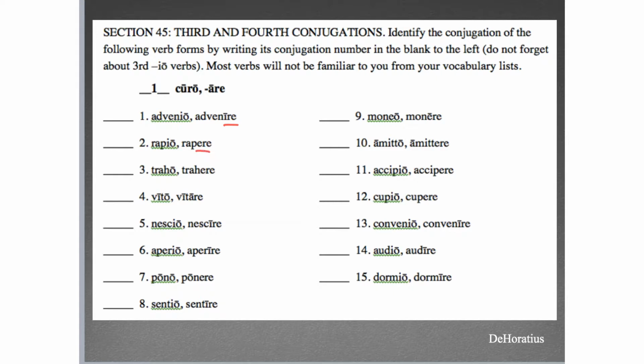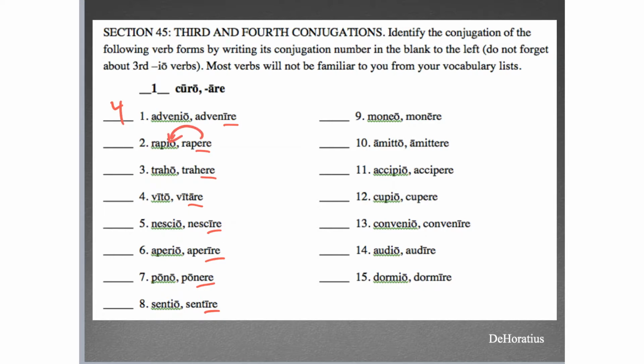So IRE, ERE, ERE, ARE, IRE, IRE, ERE, IRE, etc. All right, and the second principal part will tell you what conjugation it is. If you hit one of those EREs, then, as I said in the last slide, you go to the first principal part. So, for instance, advenio, advenire, IRE is fourth because of that IRE. Number 2, rapio, rapere, one of those EREs.